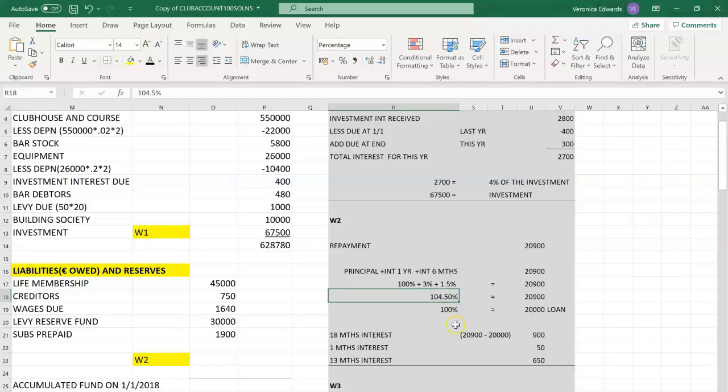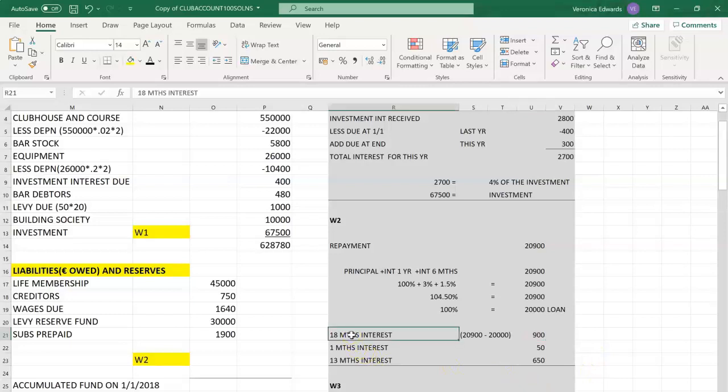So to figure out what the loan is, the principal, the 100%, you just divide by 104.5 and multiply by 100. And that gives you the loan, which in this case was 20,000 euros. So now we've learned that of the 20,900 that you paid back, 20,000 of it was the actual loan itself. So the balance, the 900, the difference, must have been the interest. So that's what we're having a look at down here. So we could say that the 18 months interest they referred to must be 900 euros.